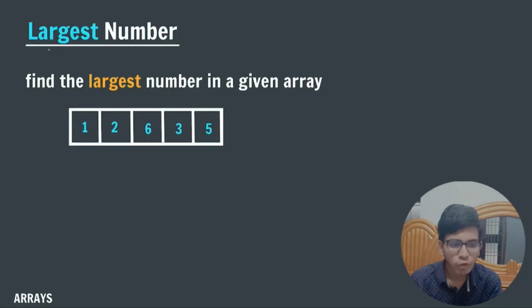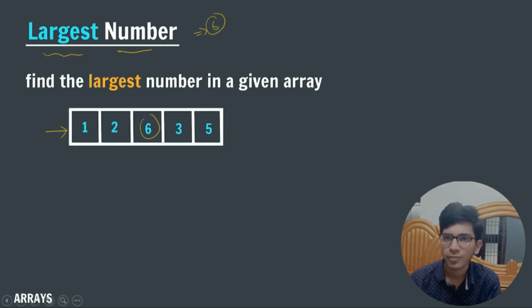So in this question, we have to print the largest number in our array. In this array, we can see that the largest number is 6. So we have to print 6 as our largest number. So what is the logic behind it? The logic is comparison. The first step is we are going to create a largest integer, which will hold -infinity.